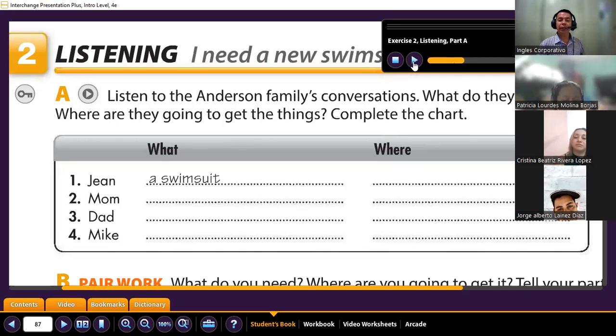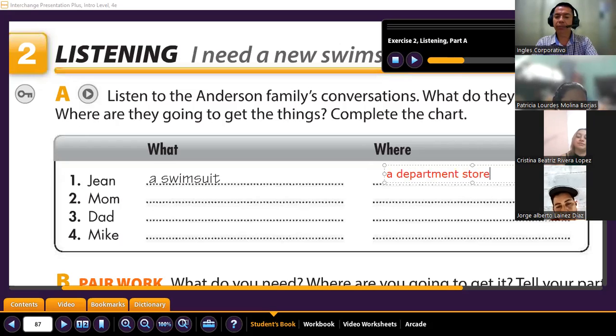Okay, class. Where is Jean going to get the swimsuit? Where? In a department store, my goodness. Yes. A department store, right? Like Sabors, Prisma, Sara, Simang, etc. Department store. Right? The mom. Let's go to mom. Listen to mom.